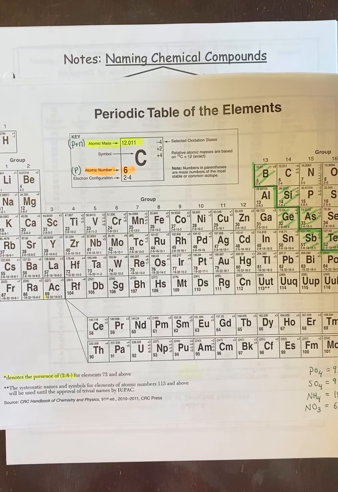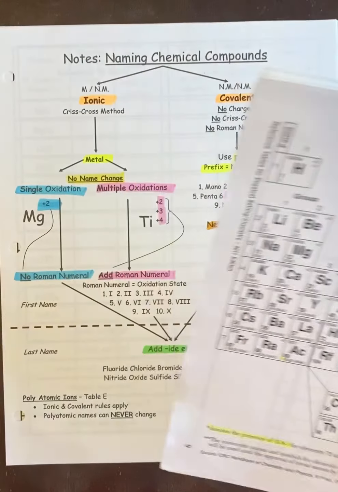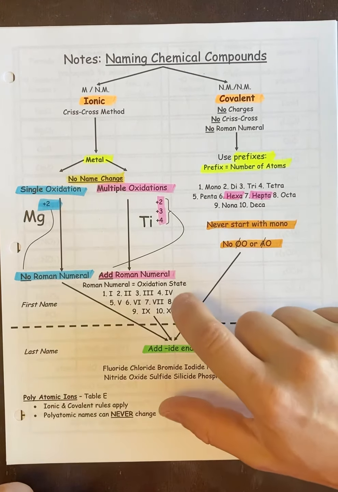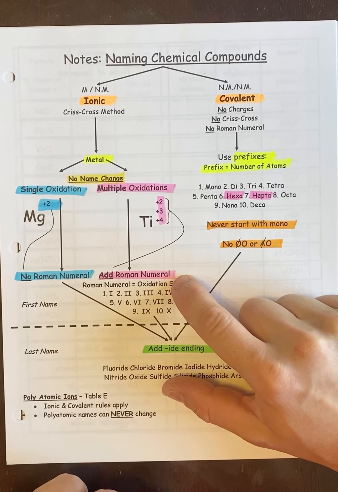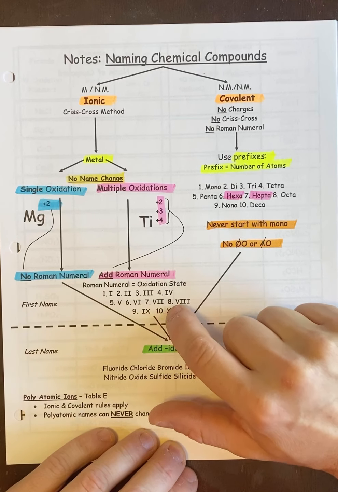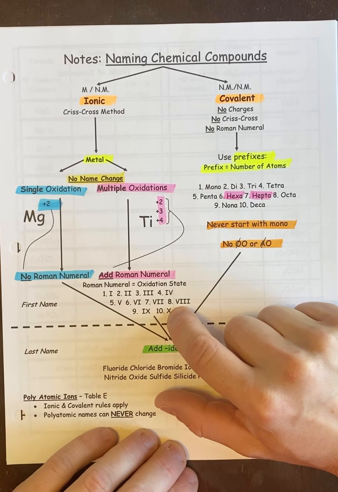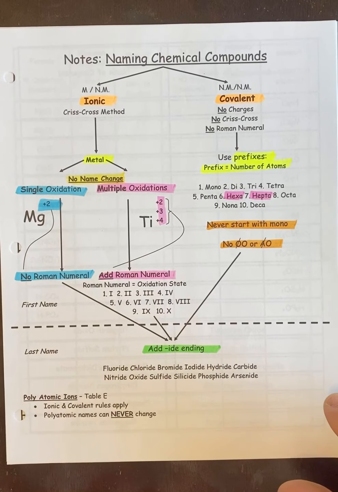So now, if it has more than one oxidation state, then you are going to need to give me a Roman numeral in the name to tell me what that oxidation state happens to be. In other words, if the Ti in the compound happens to be +2 when you assign the oxidation numbers, then you're going to call it titanium Roman numeral 2. If it happens to be +3, titanium Roman numeral 3. And if it's 4, titanium Roman numeral 4.